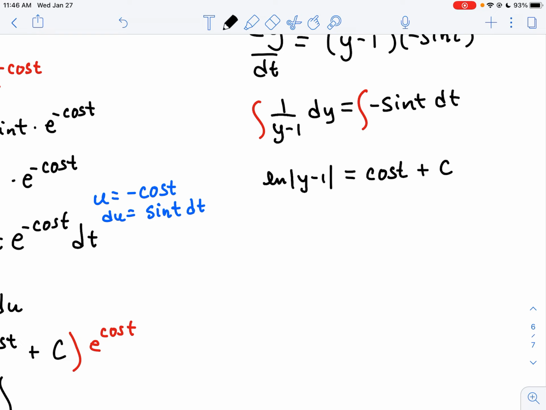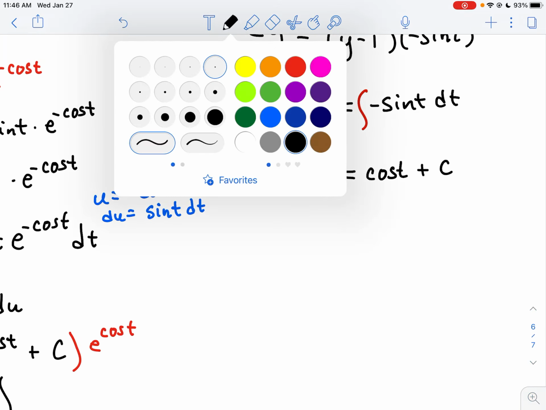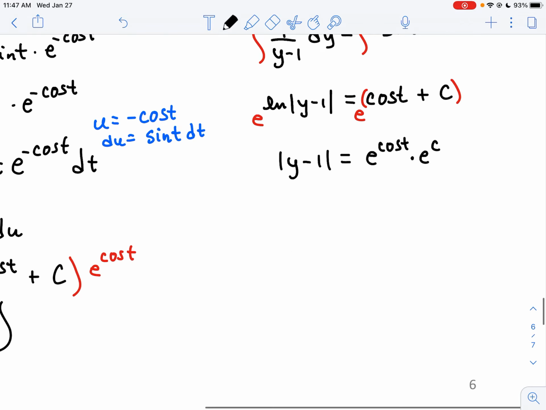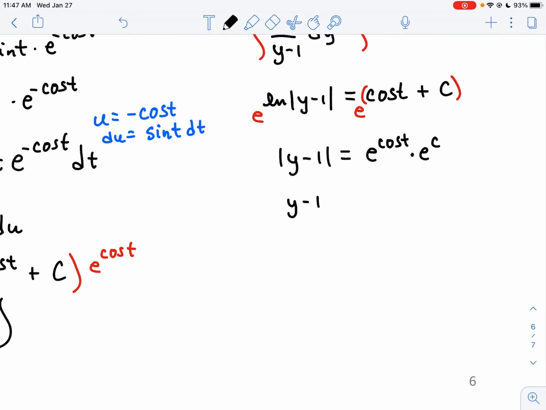Now I want to exponentiate both sides. This is an implicit answer. I want to get to an explicit answer. So I'm going to do e raised to each side, and e raised to a natural log cancels, so we get just absolute value of y minus 1. And here we have e to the cosine of t, and then you can break off the plus c in the exponent as times e to the c. Then you can get rid of the absolute value by creating a plus minus.